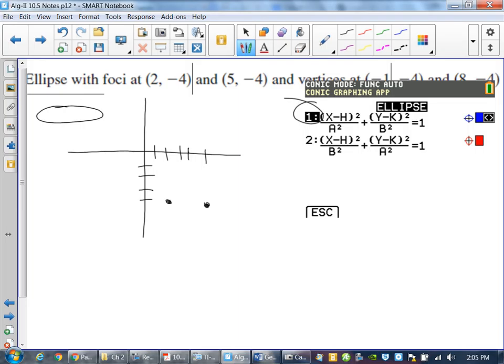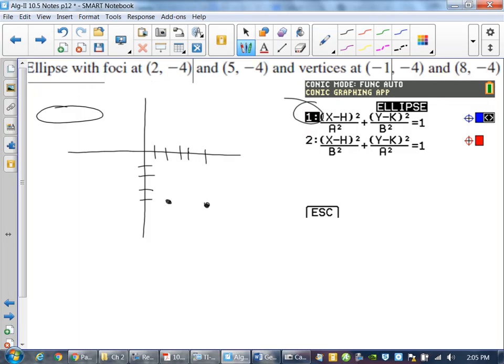Now, first thing I'm going to do, after I do that, is plot the vertices. The vertices were at -1 and -4, and 8. So 5, 6, 7, 8. And it's going to do this. Okay.